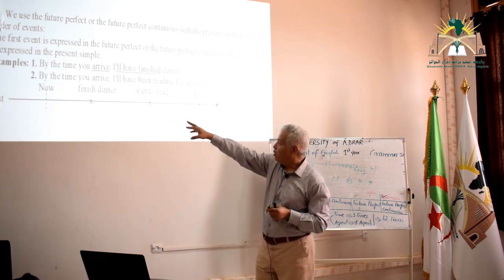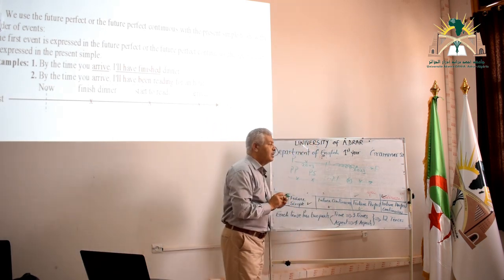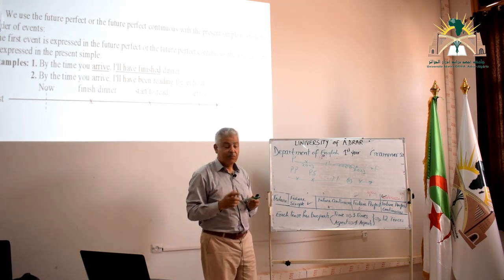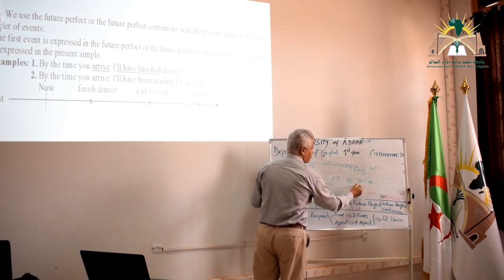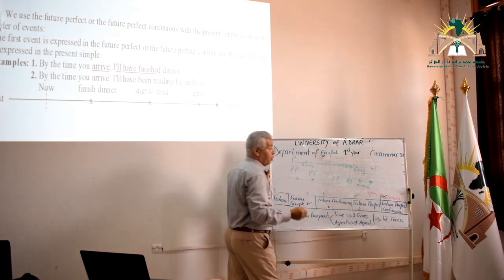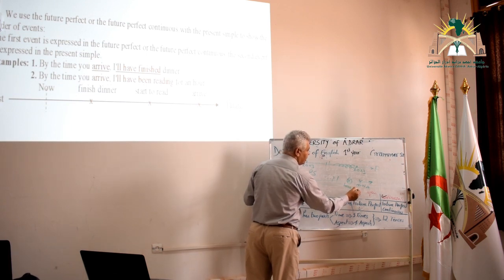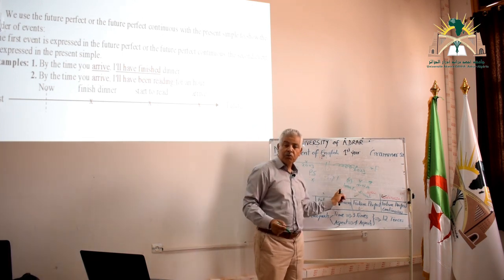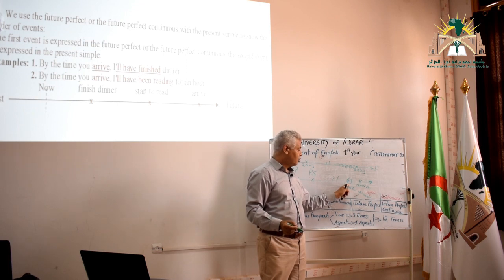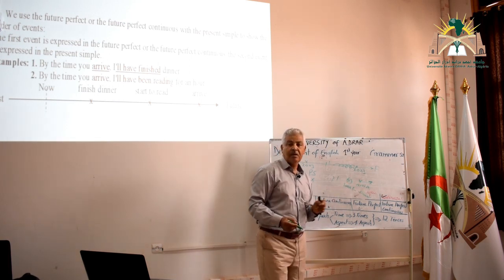Example 1, by the time you arrive I will have finished dinner. Two actions, and the order is important to know which one happened first. By the time you arrive, present simple to express the action that happens or will happen first. I will have finished dinner. All right? So the action expressed in the future perfect is the first one, and the second is in the present simple. By the time you arrive, I will have finished dinner.